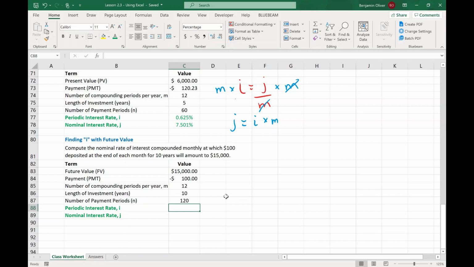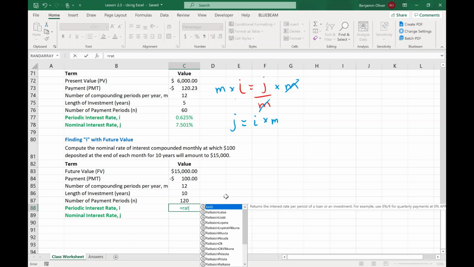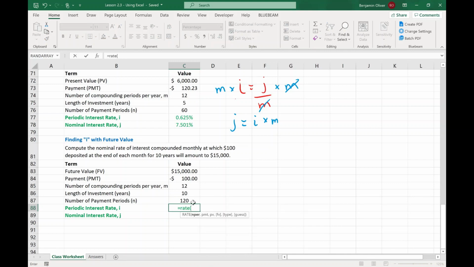Now we can calculate your periodic rate of interest. Remember, it's equal to rate. First is your number of periods, 120. Your payment, $100. Your present value, we don't know, so we type in 0. But we do know the future value, the optional piece, so we go to future value and type it in. The type, it's the end of the period once again, because it's not an annuity due. And once again, we don't have a guess. You can put a guess in; if it's more complicated questions, sometimes the answer comes a little quicker. So it comes out with a periodic rate of interest of 0.363%.